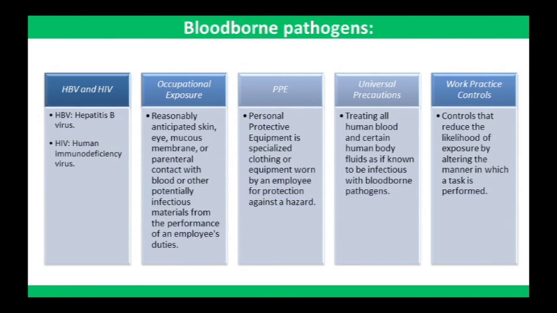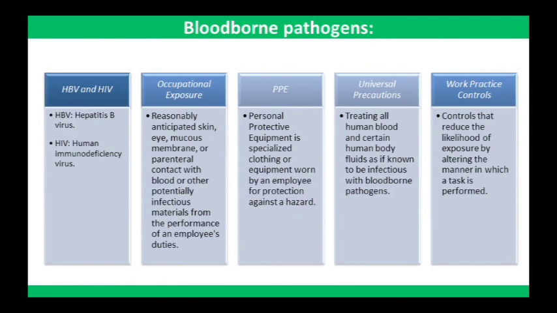Occupational exposure is the reasonably anticipated skin, eye, mucous membrane, or parenteral contact with blood or other potentially infectious materials that may result from the performance of an employee's duties. Personal protective equipment is specialized clothing or equipment worn by an employee for protection against a hazard. General work clothes such as uniforms, pants, shirts, or blouses are not intended to function as protection against a hazard and are not considered to be personal protective equipment.